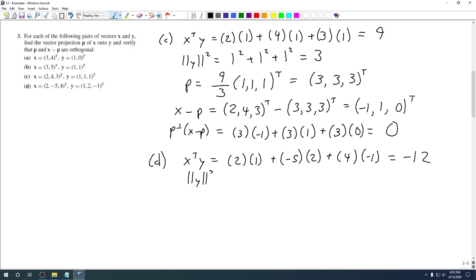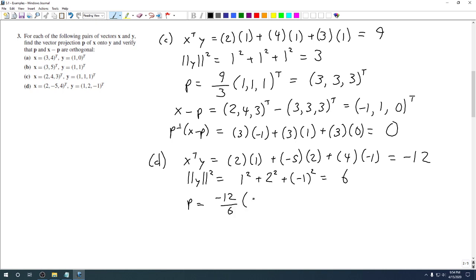Then we want the magnitude of y squared. That'll be a 1 squared plus a negative 5 squared plus a 2 squared. Or wait, sorry, taking numbers from x for a second there. No, we have 1 squared, we have a 2 squared, and then we have a negative 1 squared. Yeah, don't mix up your vectors. What do we get here? We get a 6. And then our p, we're going to take this negative 12 over 6.